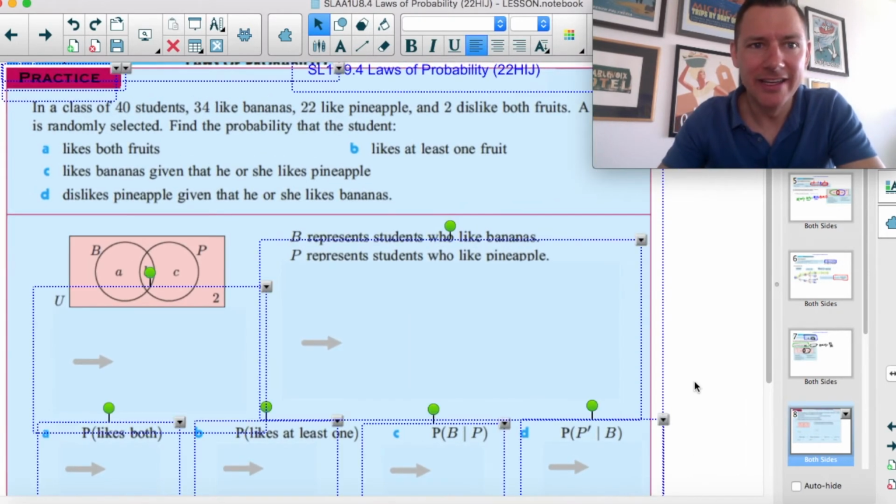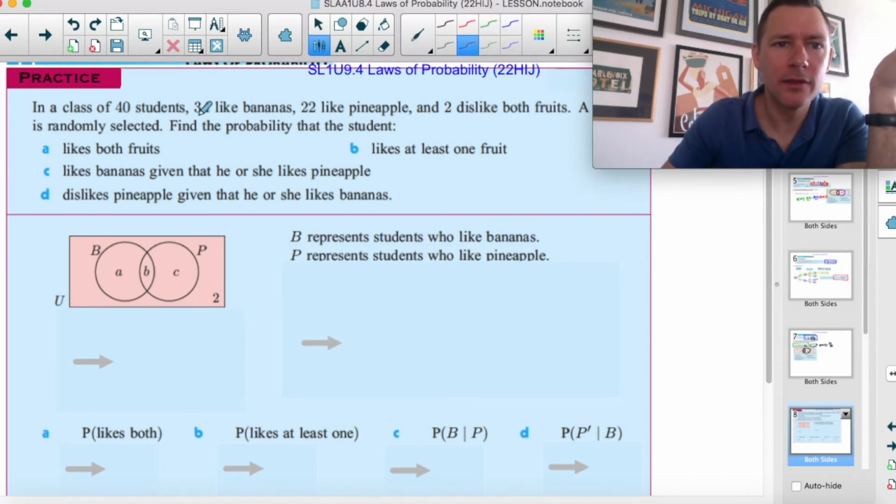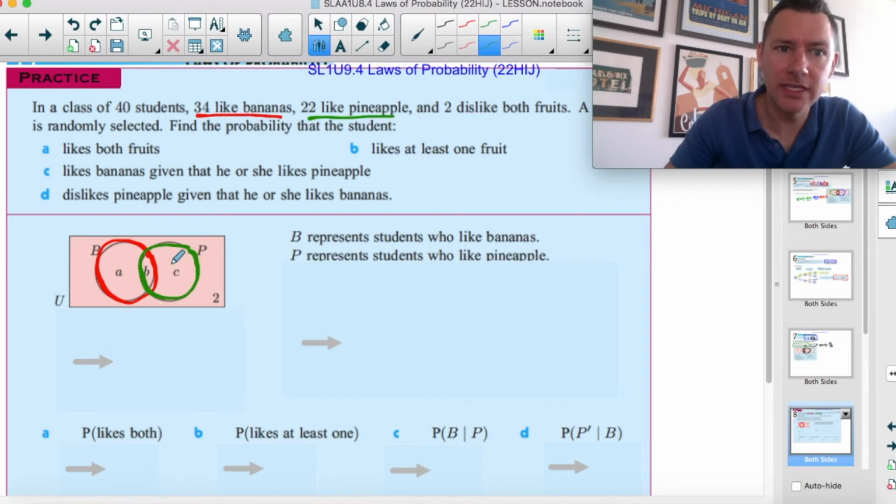There we go. Okay, so there's a group of students. 34 like bananas. That's these people. Don't make the mistake of thinking it's just A. A isn't 34. A plus B is 34. And 22 like bananas. It's not just C, it's B and C. And 2 dislike both fruits. So that's this one. That one's pretty easy.